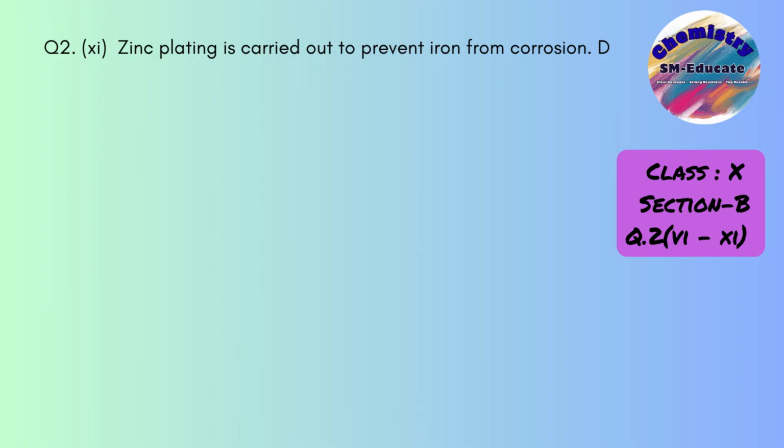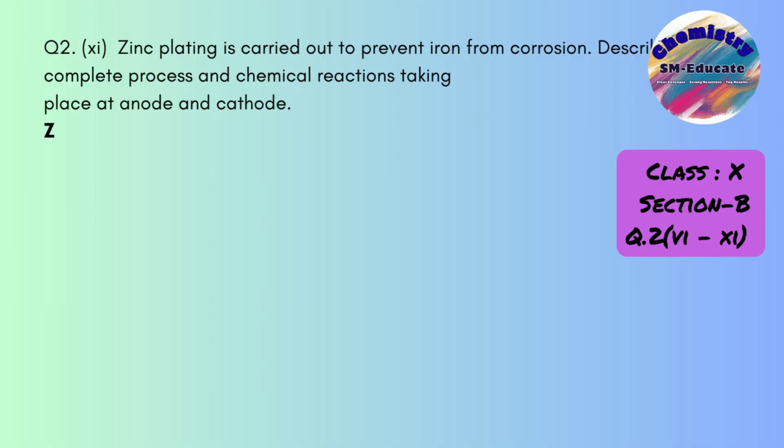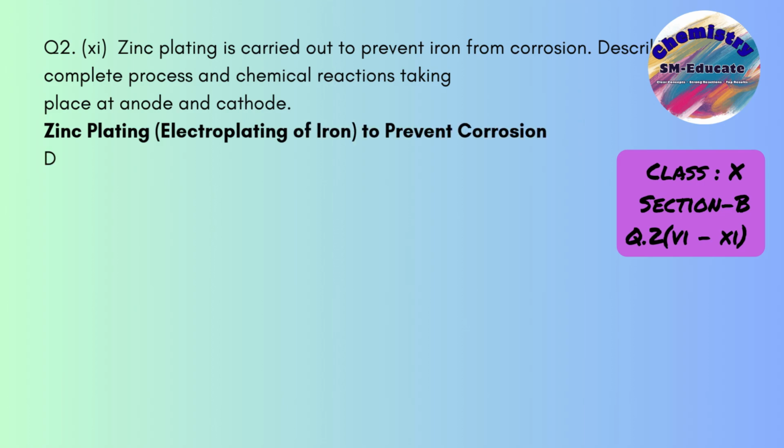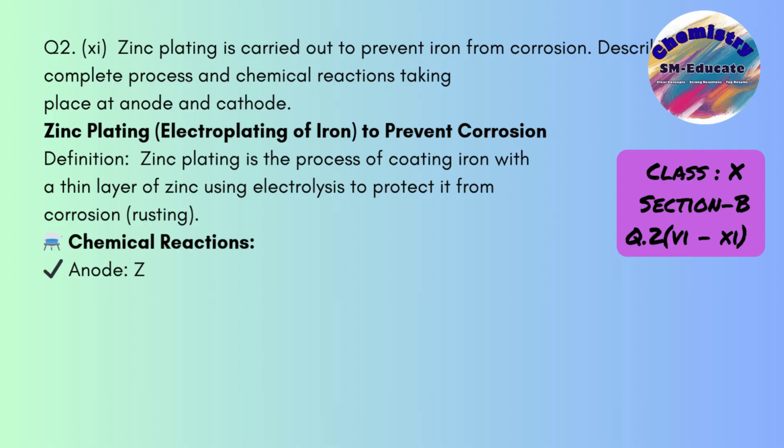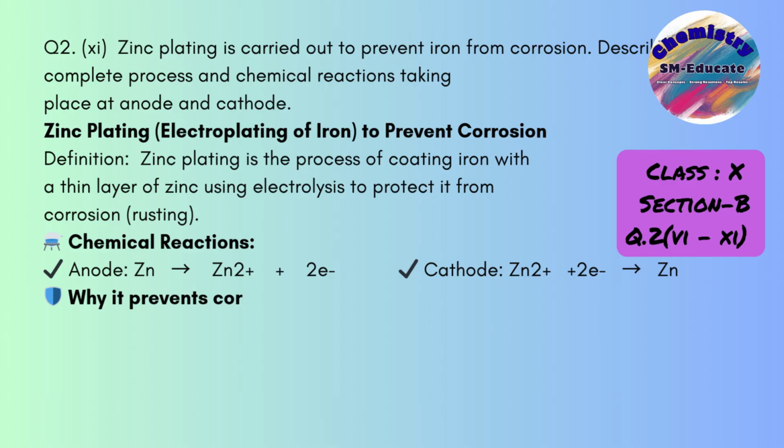Zinc plating is carried out to prevent iron from corrosion. Describe its complete process and chemical reactions taking place at anode and cathode. Zinc plating, electroplating of iron, to prevent corrosion. Definition. Zinc plating is the process of coating iron with a thin layer of zinc using electrolysis to protect it from corrosion, rusting. Chemical reactions. Anode. Zn loses 2 electrons and forms Zn2+ ions. Cathode. Zn2+ ions gain 2 electrons and form Zn metal.